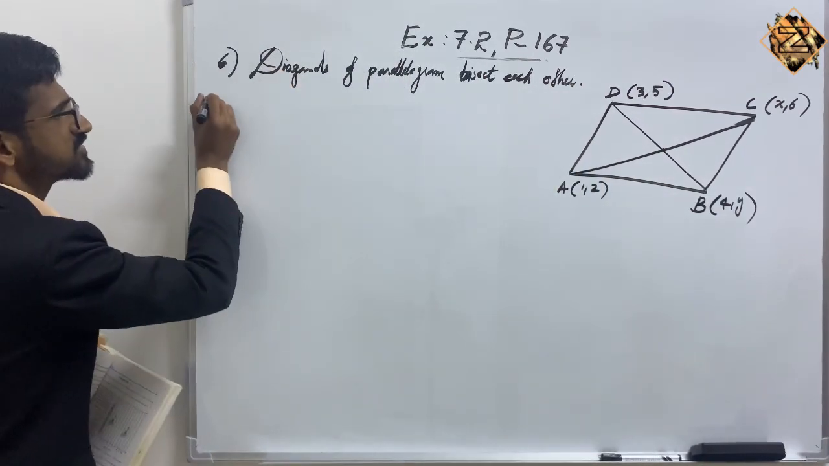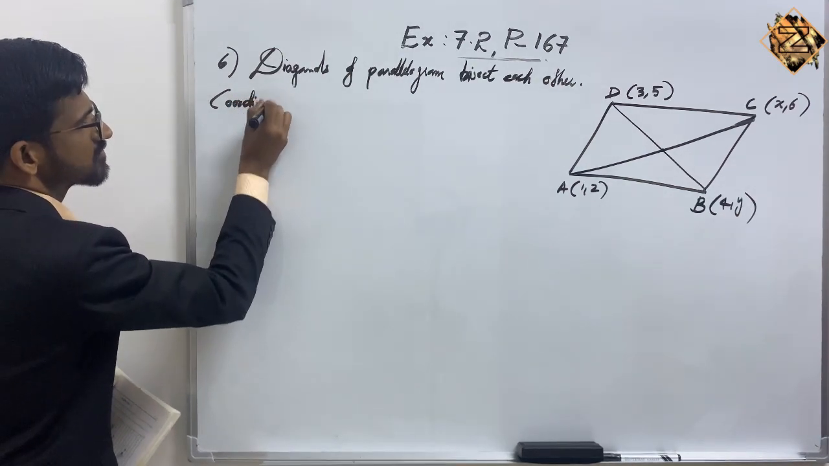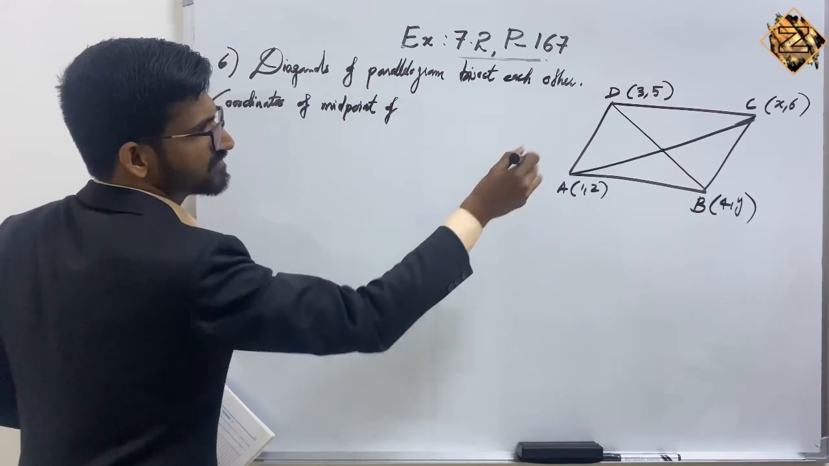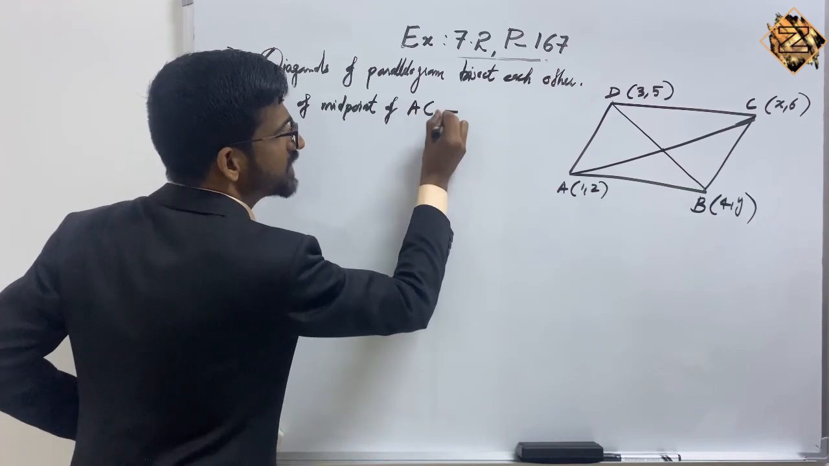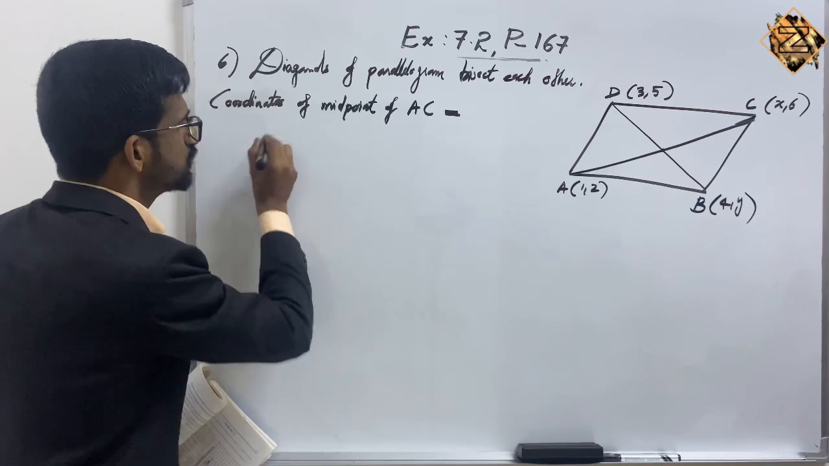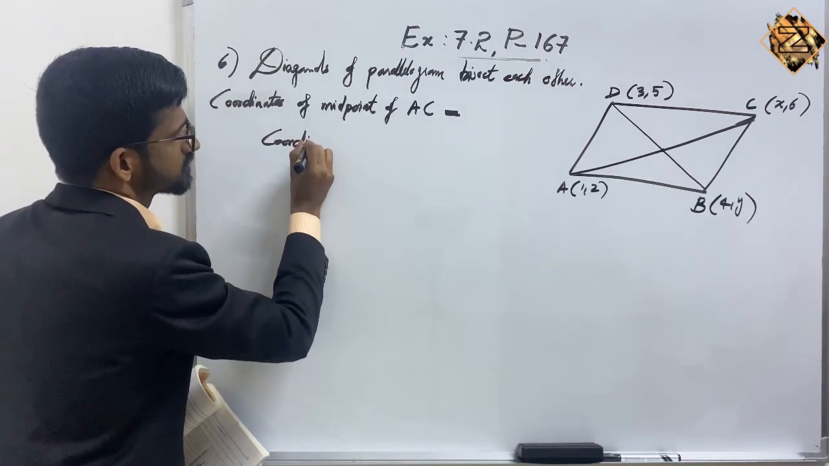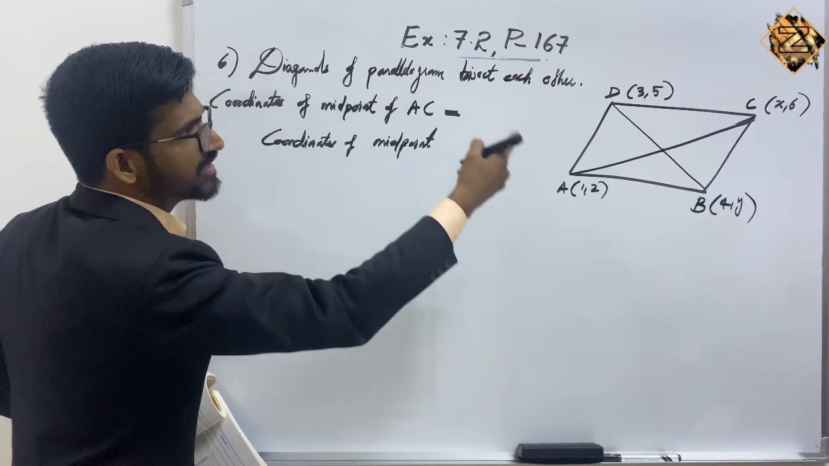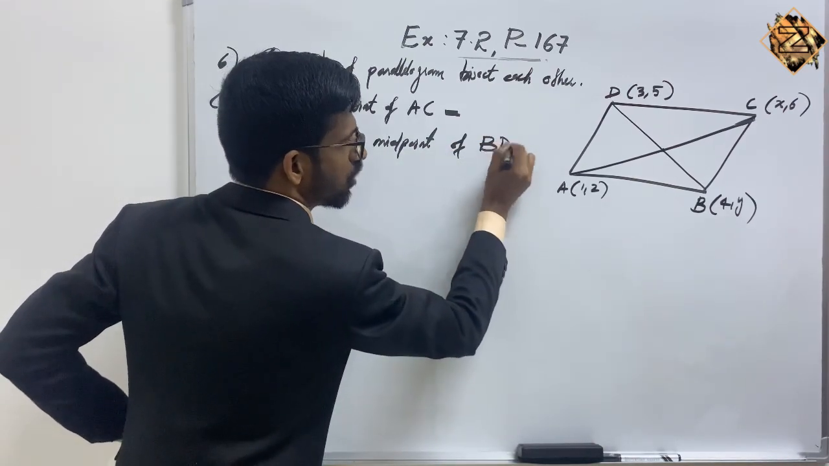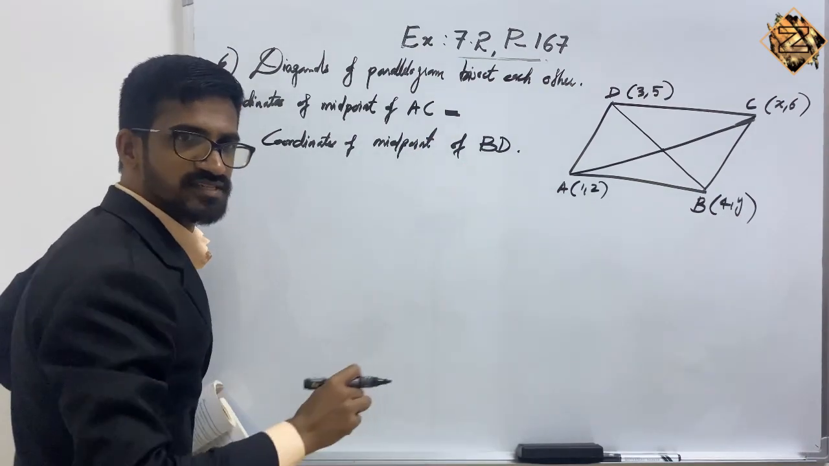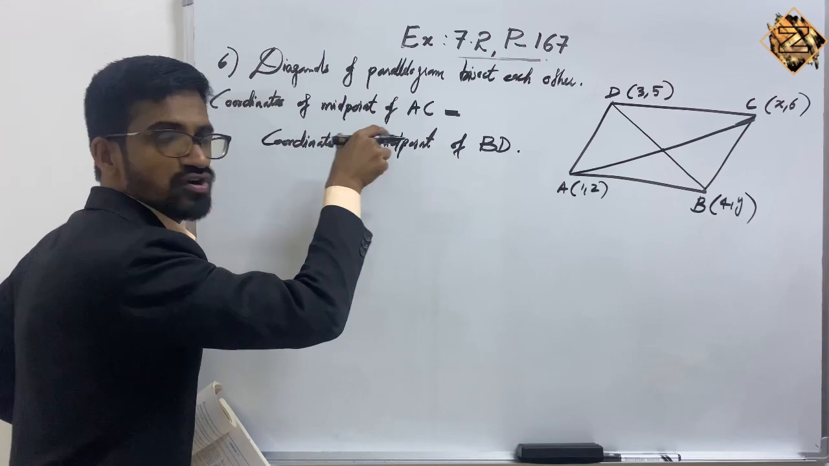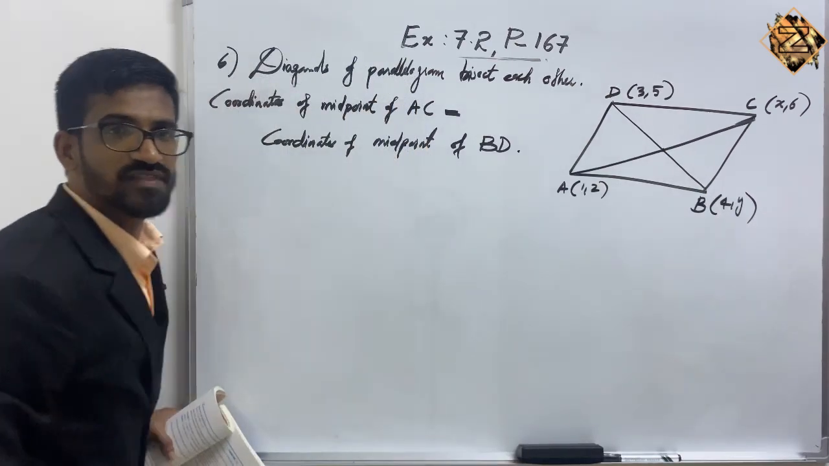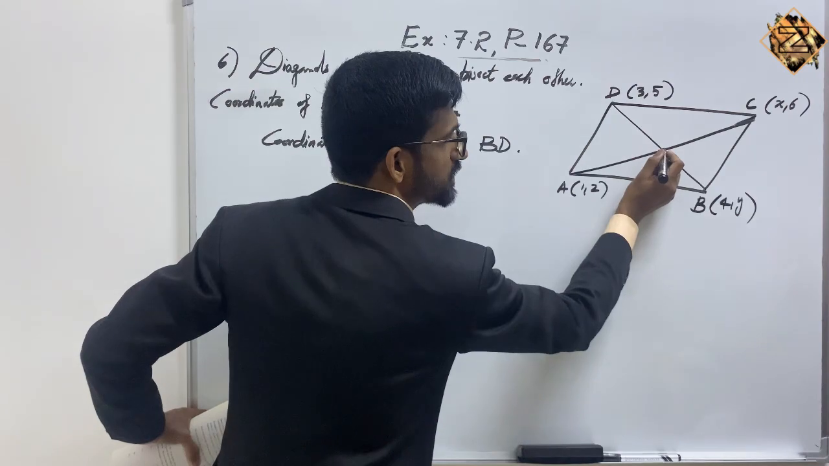So from this we can say that the coordinates of the midpoint of the diagonal AC will be equal to the coordinates of the midpoint of the diagonal BD. Hope it is clear. If the diagonals bisect each other, then the coordinates of the midpoint of AC, that's this point, will be equal to the coordinates of the midpoint of BD. Both the midpoints will be the same.